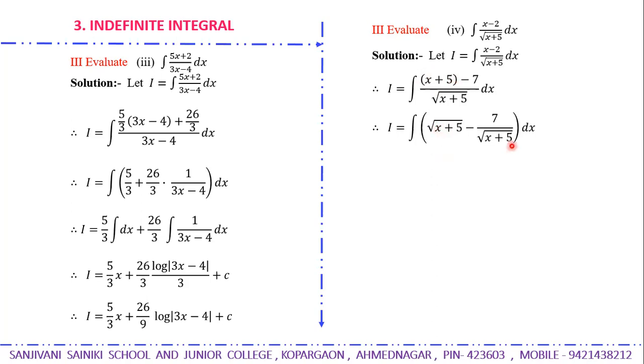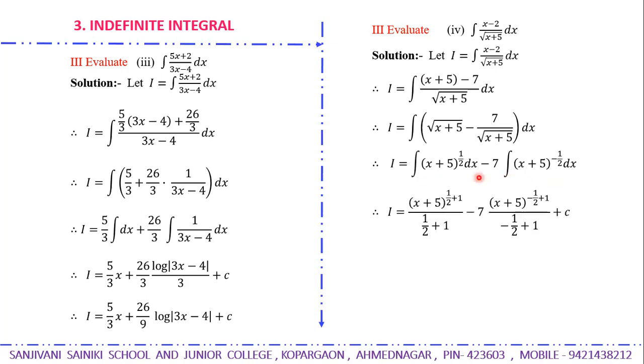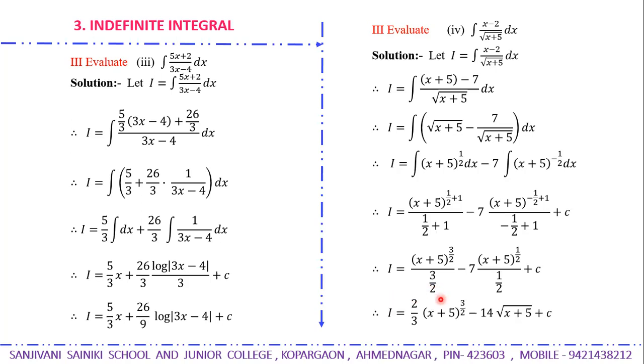Now take this root to the numerator. So x plus 5 raised to 1 by 2, minus 7 times the integral of x plus 5 raised to minus 1 by 2. So here we get the factor ax plus b bracket raised to n, and its integral is ax plus b bracket raised to n plus 1 upon n plus 1. So use that formula 2 times, you will get the answer. Then just simplify. So you get I is equal to 2 upon 3 times x plus 5 raised to 3 by 2 minus 14 into root x plus 5 plus c.